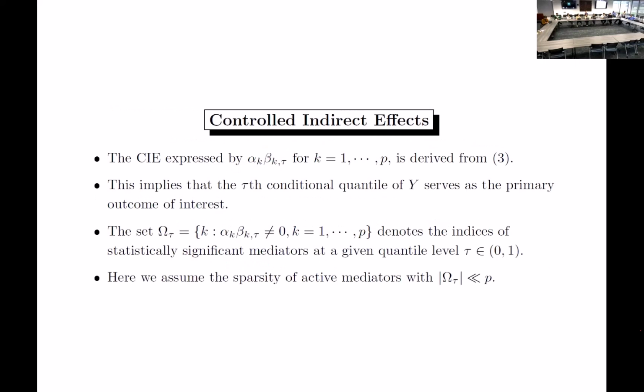Okay. So this conditional indirect effect can be expressed by alpha k times beta k tau. Okay, and this implies that the tau's conditional quantile of y serves as the primary outcome of interest. Okay, and then we can use this to denote the index of statistically significant mediators at a given quantile level. Okay, and this number will be much smaller than the original dimension p. So that's often the case in epigenetic studies.